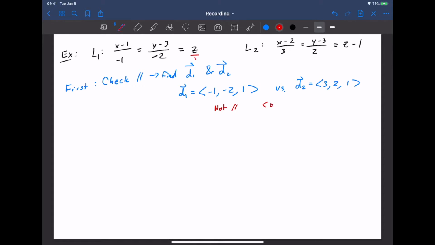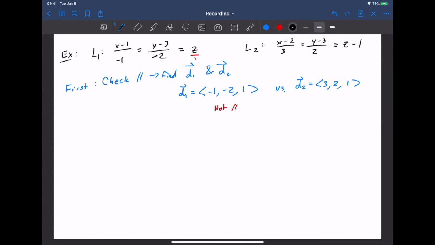Just to do a quick example of parallel, I'd be talking about D1 equals 1, 3, 4, and D2 equals 2, 6, 8. I don't want you to leave this lesson without seeing what it would look like if they were parallel. Do you see how those numbers are scalar multiples of each other? That's what we're talking about. So if you saw that situation, you'd be done. You would say the two lines are parallel. But we're not living in that world. I'm going to erase this now.